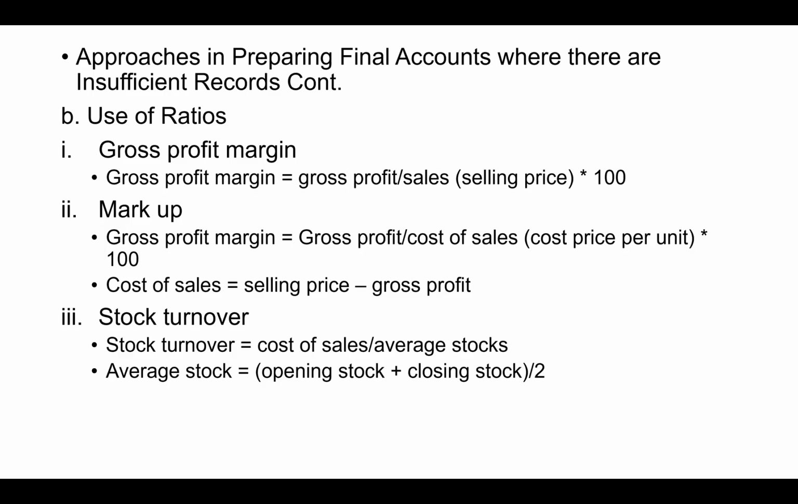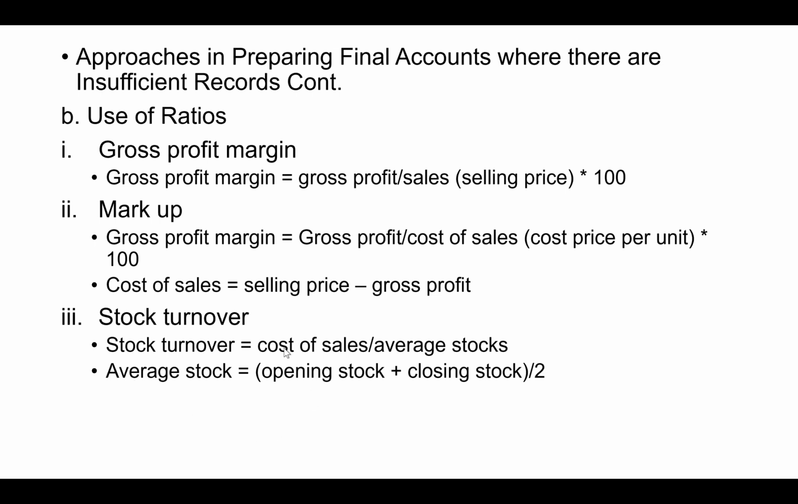We can continue. Our next one is the use of ratios. So here we have gross profit margin. When you use this ratio, gross profit margin is gross profit divided by sales or the selling price, multiplied by 100. So we are going to get the gross profit margin. For the markup, you get the gross profit, you divide by the cost of sales, or the cost price per unit, multiplied by 100.